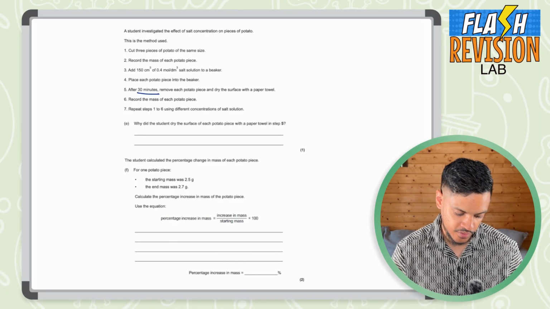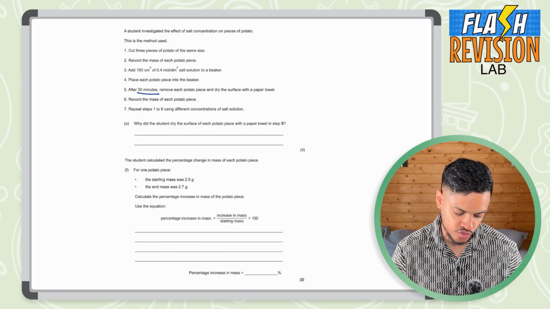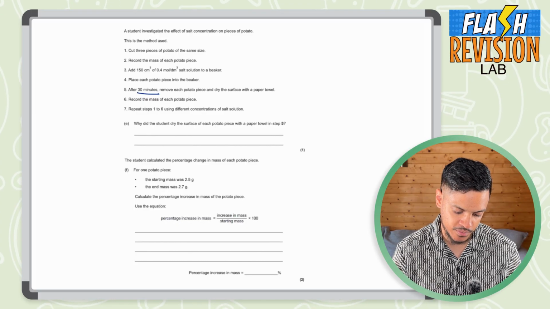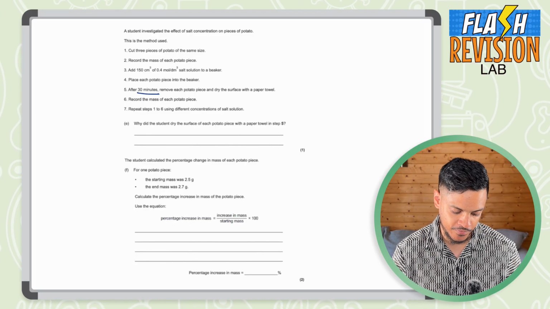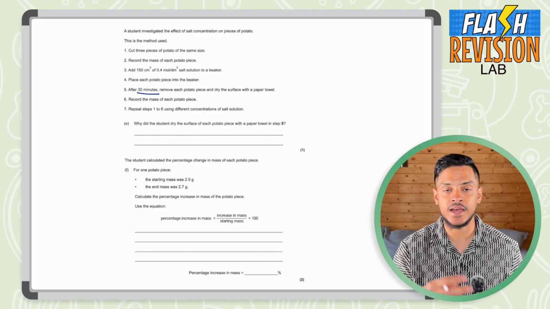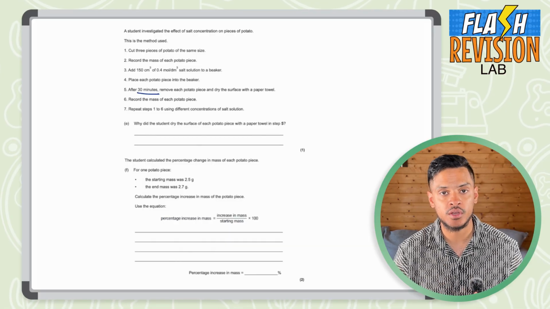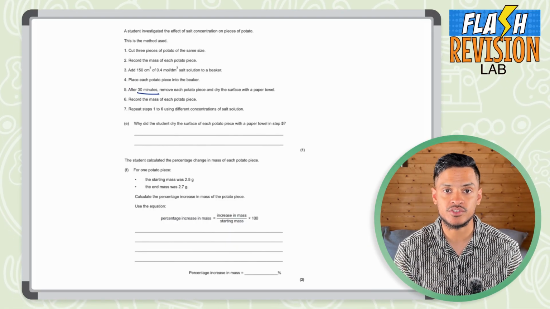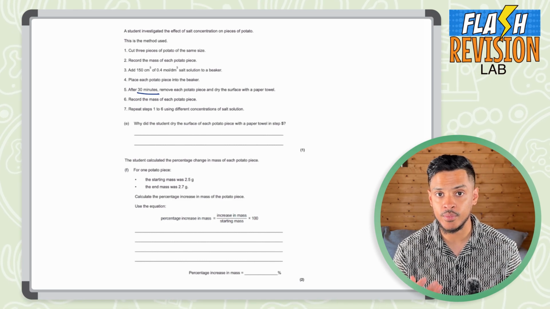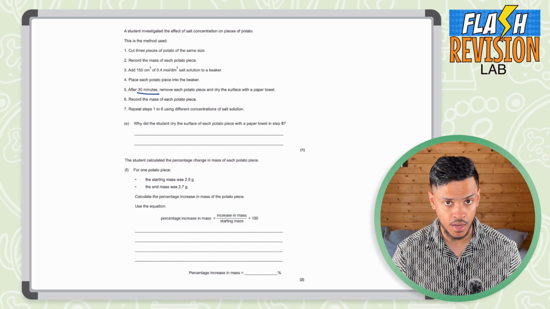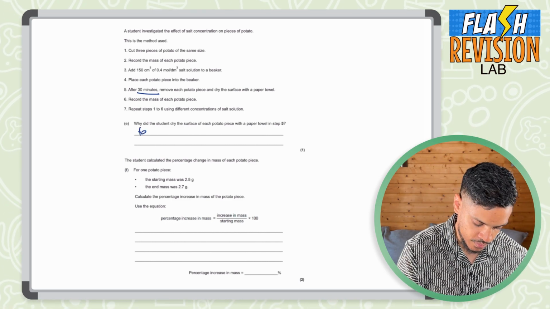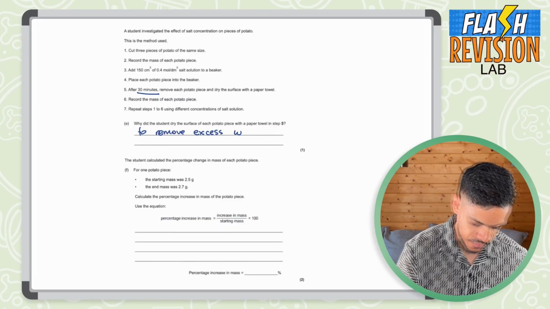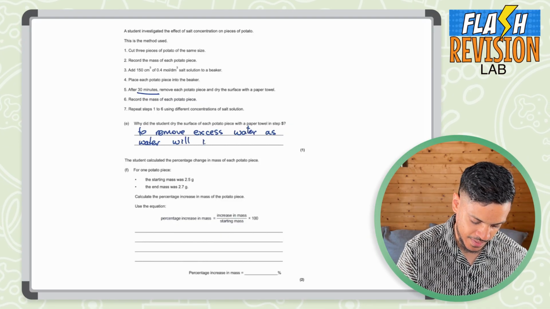So the question first asks, why did the student dry the surface of each potato piece with the paper towel in step 5? When you take it out of the solution, there's going to be excess water on the potato. So you don't want that to be included in your readings. So you pat it dry to remove the excess water. Otherwise, your mass reading will be too high. So we can say to remove excess water as it would increase the mass reading.